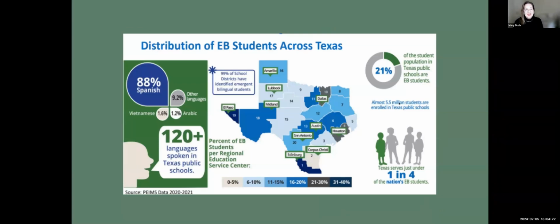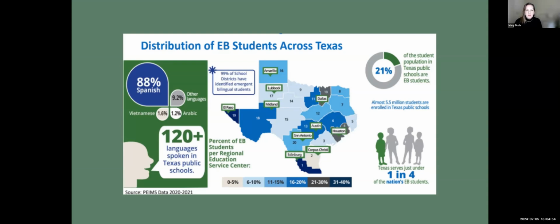I thought I'd start out by talking a little bit about what the demographics are across the state of Texas and how Region 16 plays into that demographic. This may surprise you, it may not, but we have about 120 languages that are spoken across the state in Texas public schools. 99% of all of our school districts have identified emergent bilingual students. What that means is almost everybody has an emergent bilingual student in their school district.